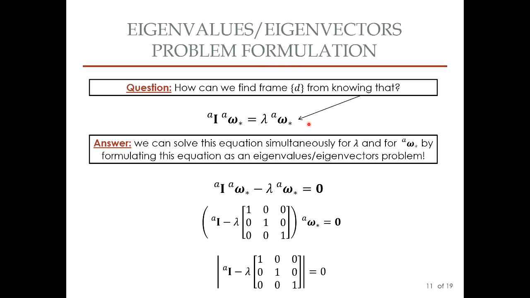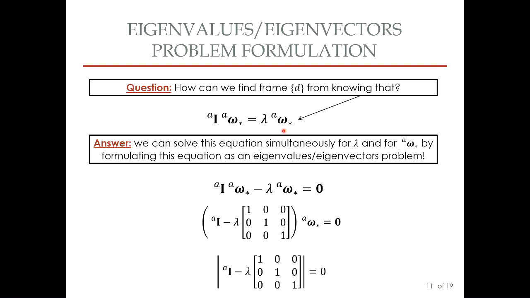So again, by solving this eigenvalue or eigenvector problem, you will end up with three values of lambda. For each of them, there will be a corresponding value of this omega star. And because you are working in frame A, these omega star values will be in frame A.